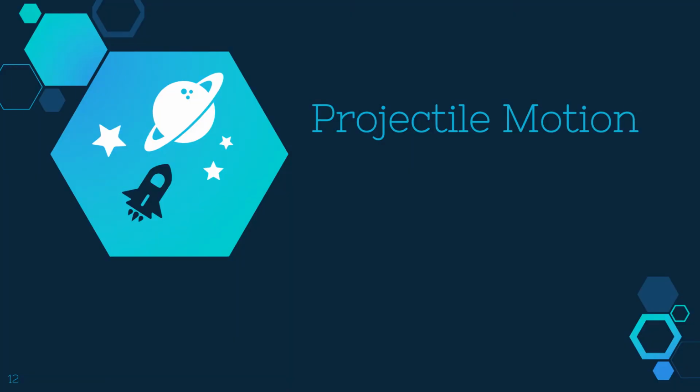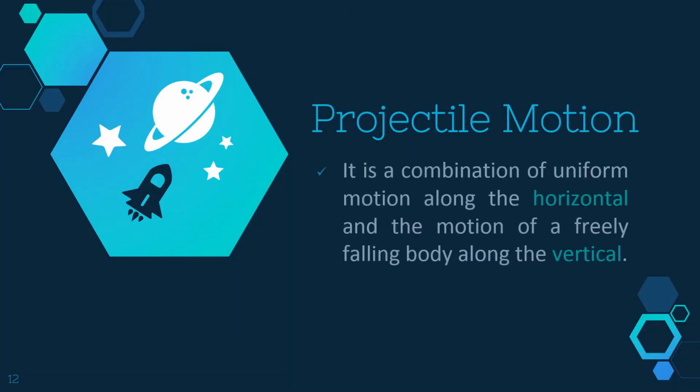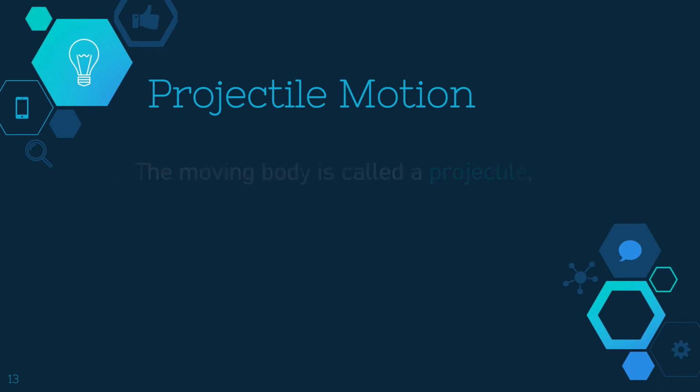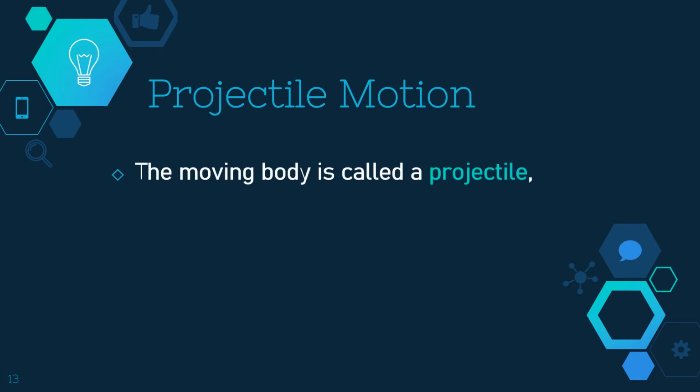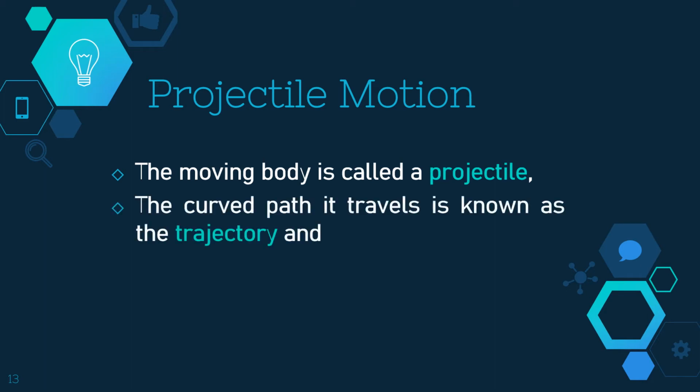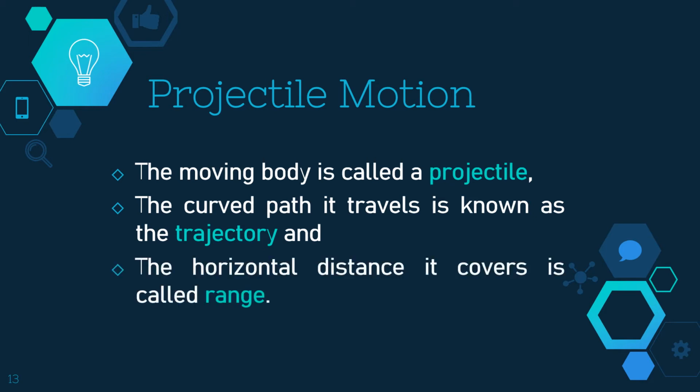Now, if we're going to talk about projectile motion, it is a combination of uniform motion along the horizontal and the motion of a freely falling body along the vertical. And here, the moving body is called a projectile. Remember this particular term. The curved path it travels is known as the trajectory. The horizontal distance it covers is called the range.